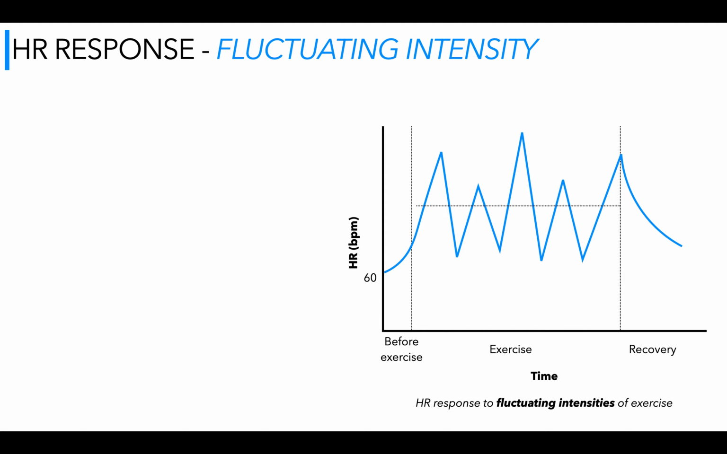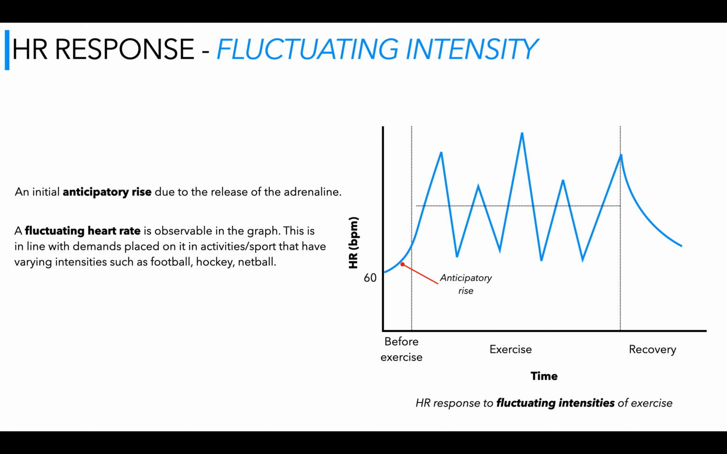And then finally, we have fluctuating intensity. This graph looks a lot different to the rest, but it's fairly straightforward when we put a bit of context to it. So initial anticipatory rise, we've seen that in every graph due to the release of adrenaline. But this graph would be more linked to sports such as football, netball, hockey, rugby, as in these types of sports, there are varying intensities throughout.